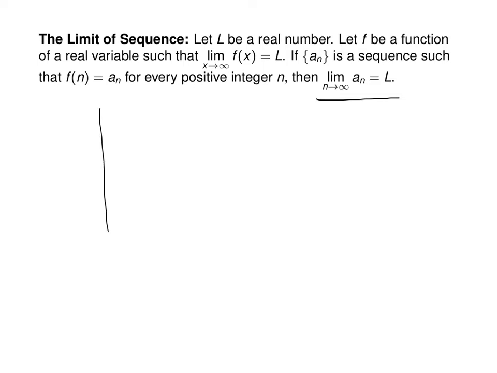So what you have is some function that approaches a limiting value L, and then you have the sequence that agrees with the function at all the integers, and so the limit of that sequence has to be the same thing. And this allows us to use things like L'Hopital's rule and other tools we use to find limits of functions, to find limits of sequences.